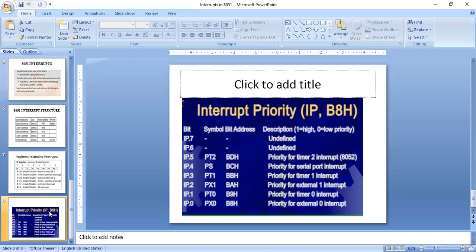So what we have studied today is interrupts in 8051. We have 5 interrupts: 2 are external and 3 are internal interrupts. We went through the ISR vector address, that is, the vector address of each interrupt. And after that, we covered the registers used in interrupt service, that is 2 registers, the IP register and the IE register.